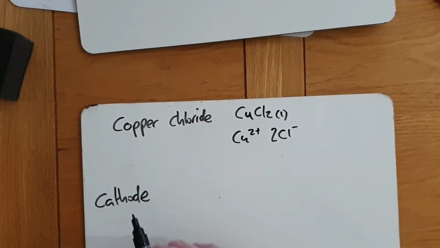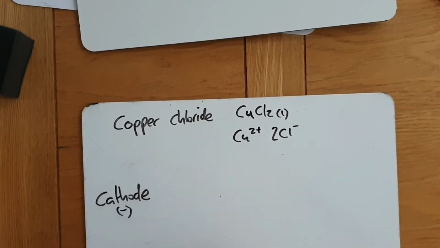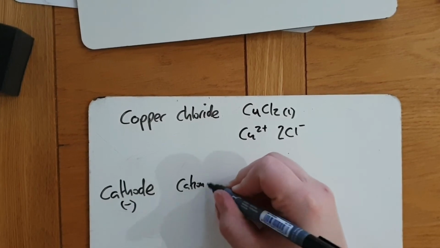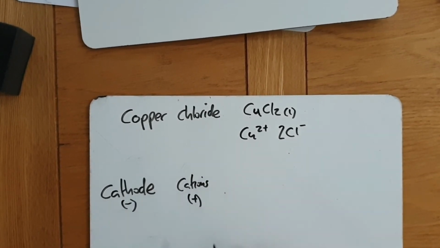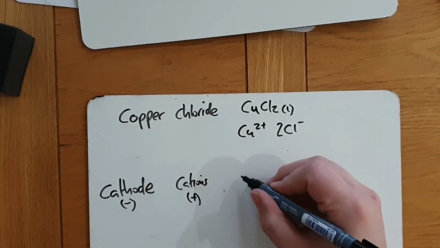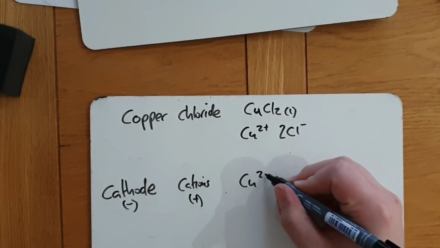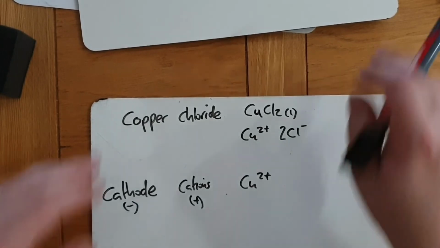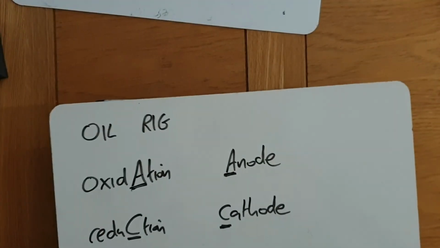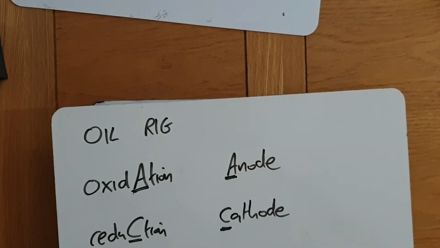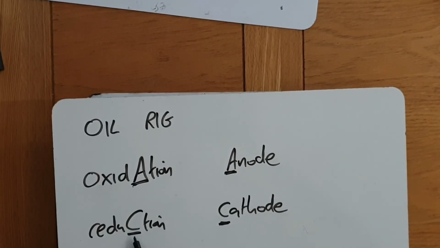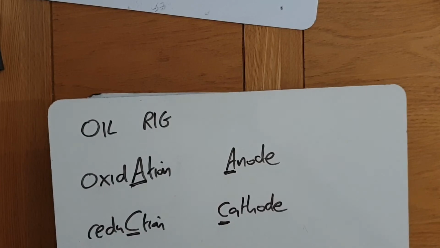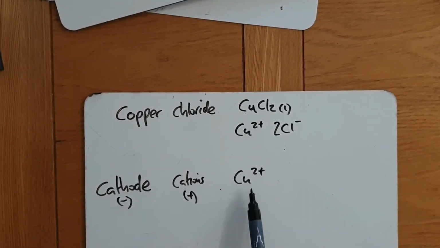Well, cathode is negative, which means we attract cations, which are positive. So the positive ion here is the Cu2+, so we get Cu2+. And what happens at the cathode? If we go back, at the cathode we get reduction. So we're going to have reduction, and what is reduction? Reduction is gain of electrons. So this is going to need to gain electrons.